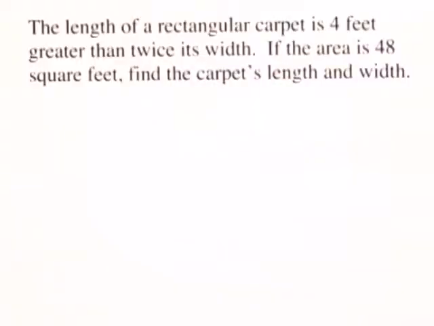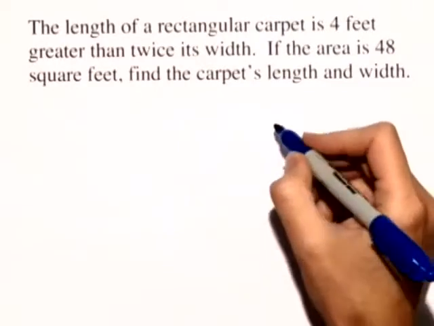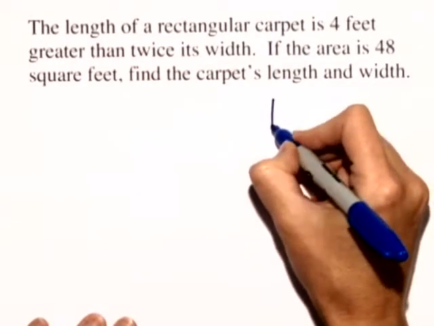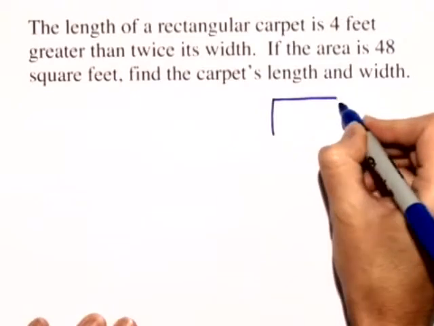The length of a rectangular carpet is 4 feet greater than twice its width. If the area is 48 square feet, find the carpet's length and width. Sometimes it's a good idea, when we have information about a rectangle or a triangle, to draw a picture.